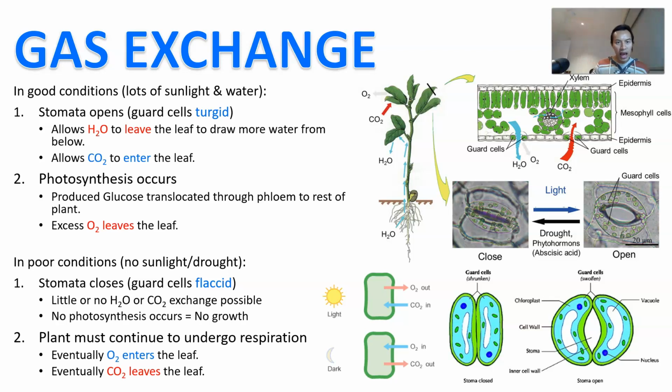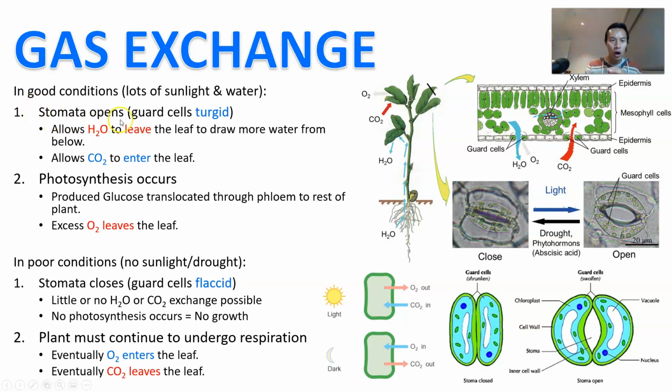Now, looking at the conditions for gas exchange, so thinking about that stomatal opening, when the conditions are really good, that means that there's lots of sunlight and lots of water. That stomatal opening is going to open up, right? The guard cells become what we call turgid. Turgid means it gets plump and it's full of water, okay?